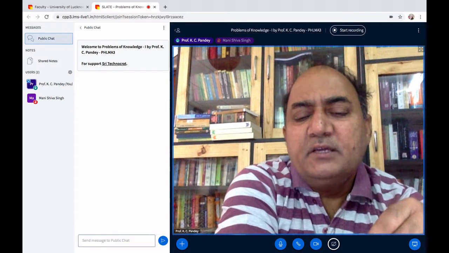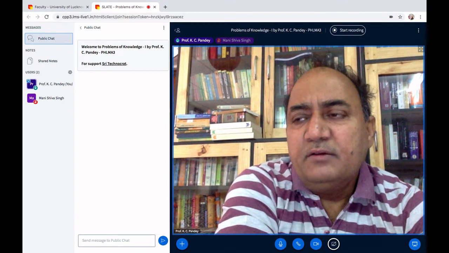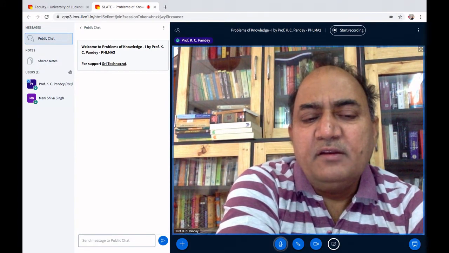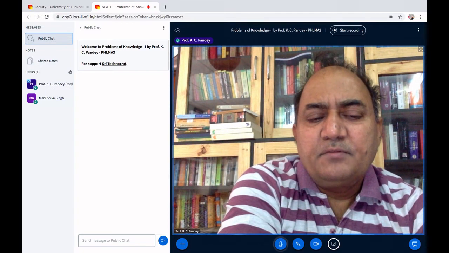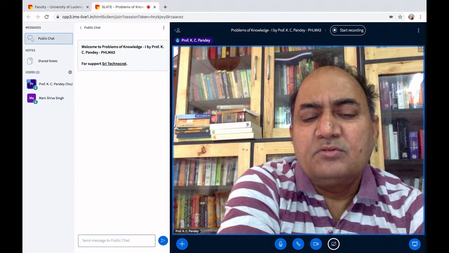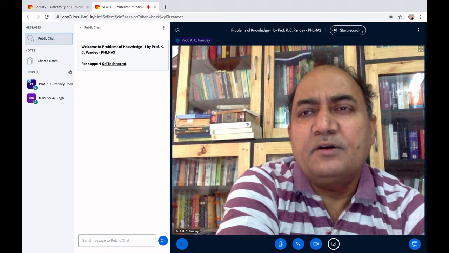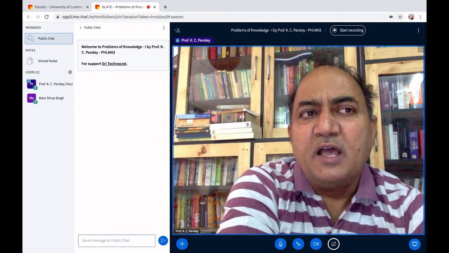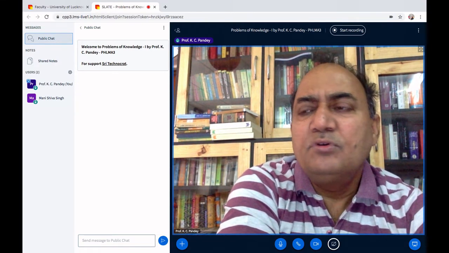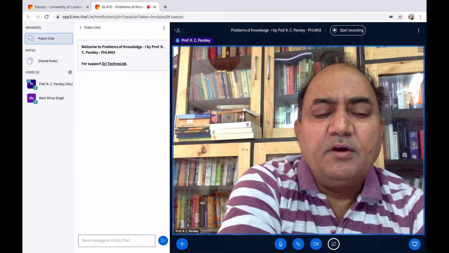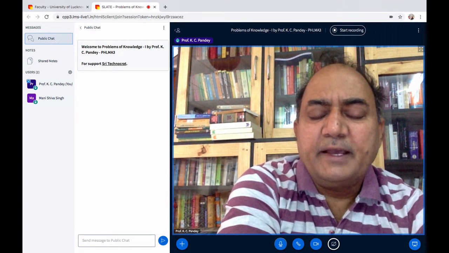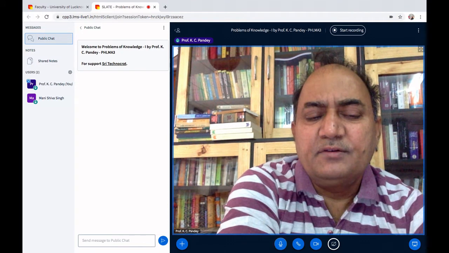this Smith has evidence for what? Number 1, that Jones owns a Ford car, because Jones has given a lift to Smith a number of times. This is the inference, according to Gettier, based on evidence. And what is the evidence? Evidence is that Jones has given so many times a lift to Smith. So Smith has the right to infer that Jones owns a Ford car. Number 1, this you have to keep in mind.